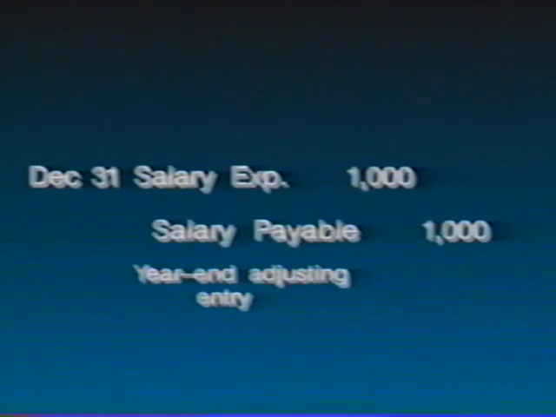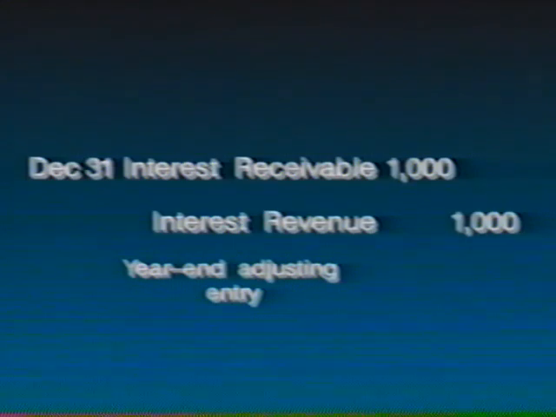Let's do these together. On December 31st, we'll debit office supplies expense and credit office supplies for $3,000. We'll debit depreciation expense equipment and credit accumulated depreciation equipment $4,000. In our next adjustment, we'll debit salary expense and credit salary payable $1,000. On the 31st, debit interest receivable and credit interest revenue for $1,000.